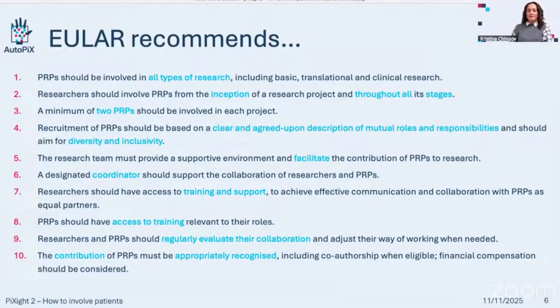Something that is very essential, and we put high emphasis on it, is the ninth recommendation, which says that monitoring and regular evaluations should always be involved in research projects, just to evaluate the collaboration and communication between the different stakeholder groups. And last but certainly not least, the contributions from PRPs must be properly recognized.